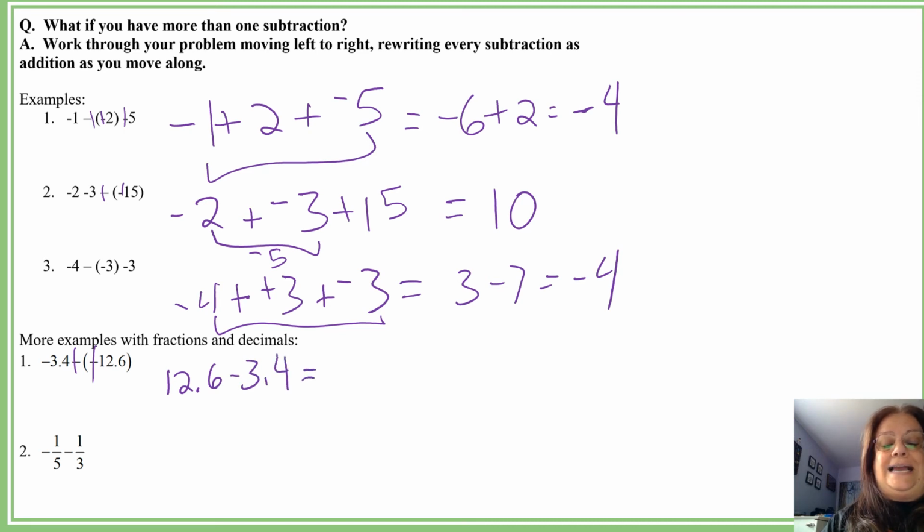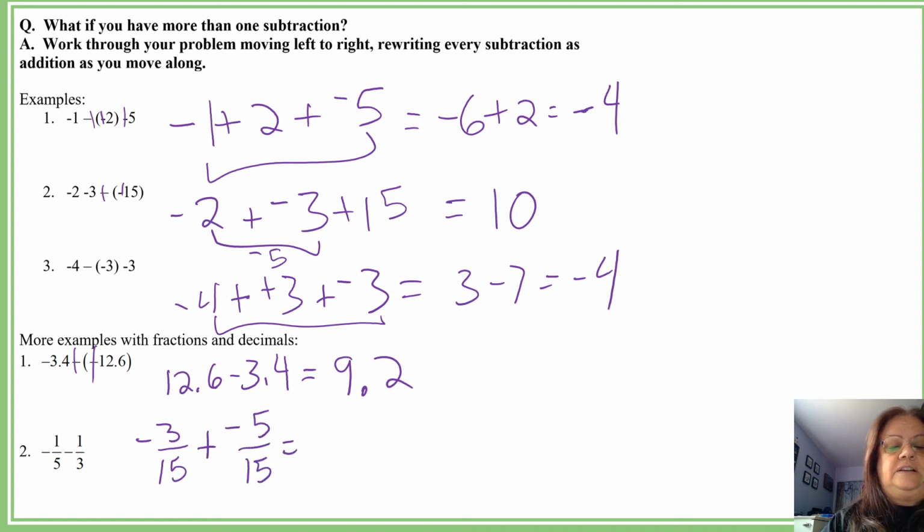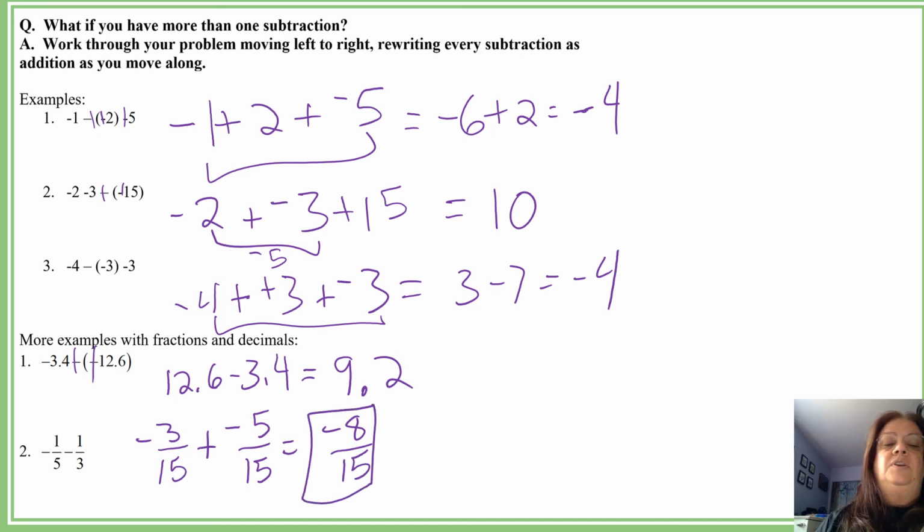12 minus 3 is 9. 6 minus 4 is 2. Since both the numbers 3 and 4 are smaller than the 12 and the 6, I can do that. All right, 1/5 minus 1/3. Well, first we have to find a common denominator. So 3 times 5 is 15. I'm going to have a negative 3 over 15 plus a negative 5 over 15. Negative 3 plus negative 5 is negative 8 over 15. Okay, hopefully you're starting to get the hang of this.